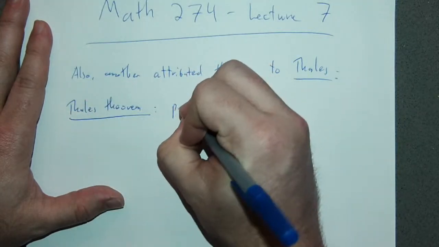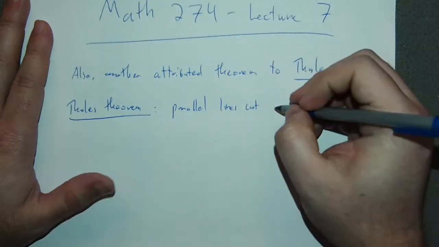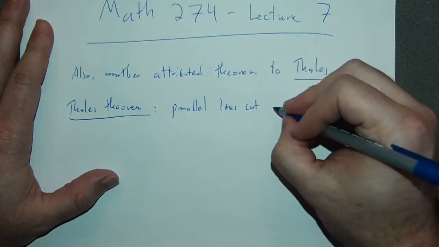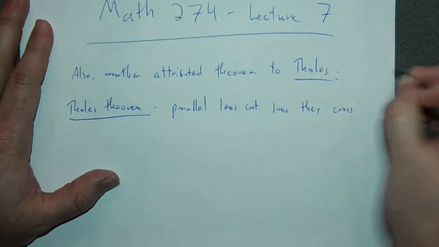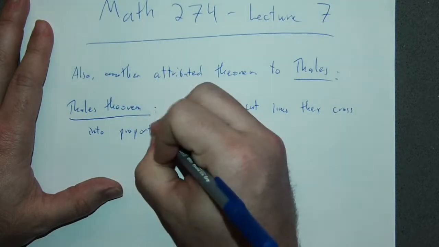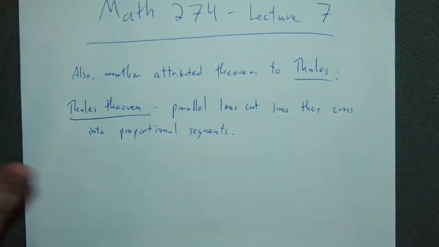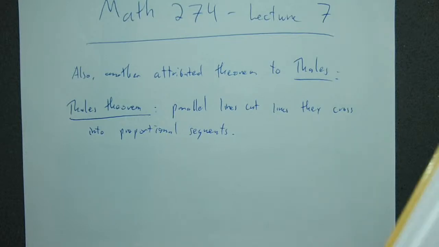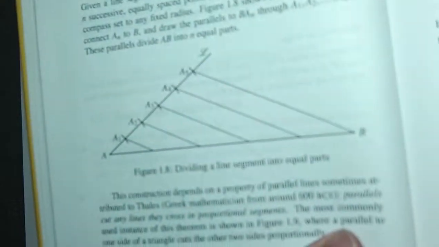So parallel lines cut lines they cross into proportional segments. So what is meant by this? Well, here is an example of dividing a line segment into equal parts using the construction of parallels.